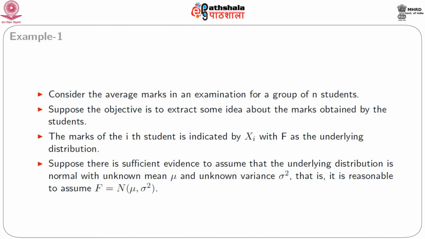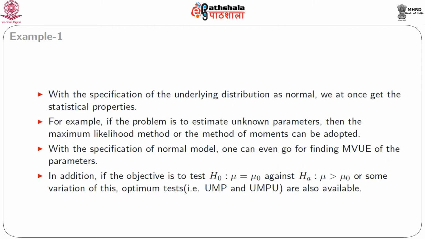Suppose there is sufficient evidence to assume that the underlying distribution is normal with unknown mean mu and unknown variance sigma square. That is, it is reasonable to assume that f is nothing but the family of normal distributions with mean mu and variance sigma square. With the specification of the underlying distribution as normal, we at once get the statistical properties.